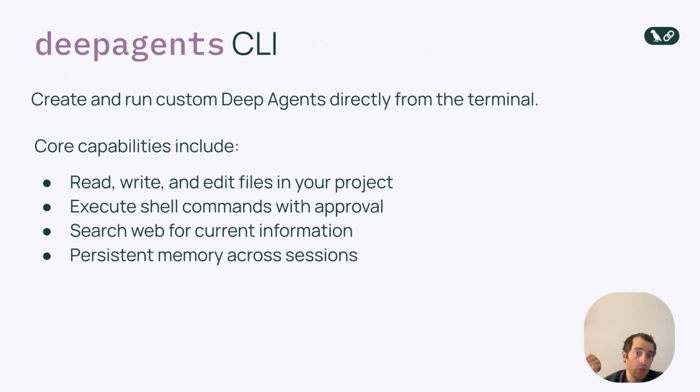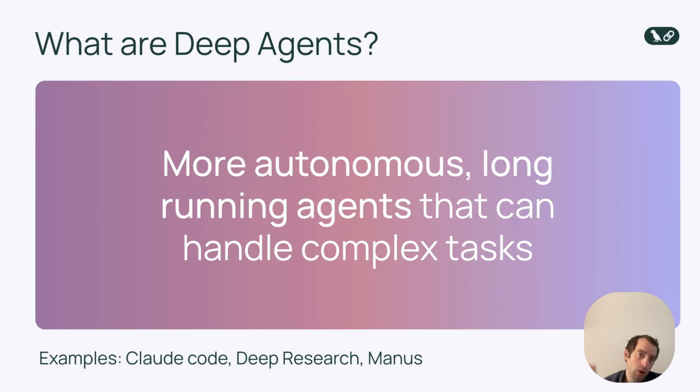The CLI lets you run a custom deepagent directly from the terminal. It's a lot like Claude Code. And this is really giving deepagent access to your own file system, with support for skills and with support for memory. So overall, deepagents is an opinionated agent harness built on top of LangChain and LangGraph.